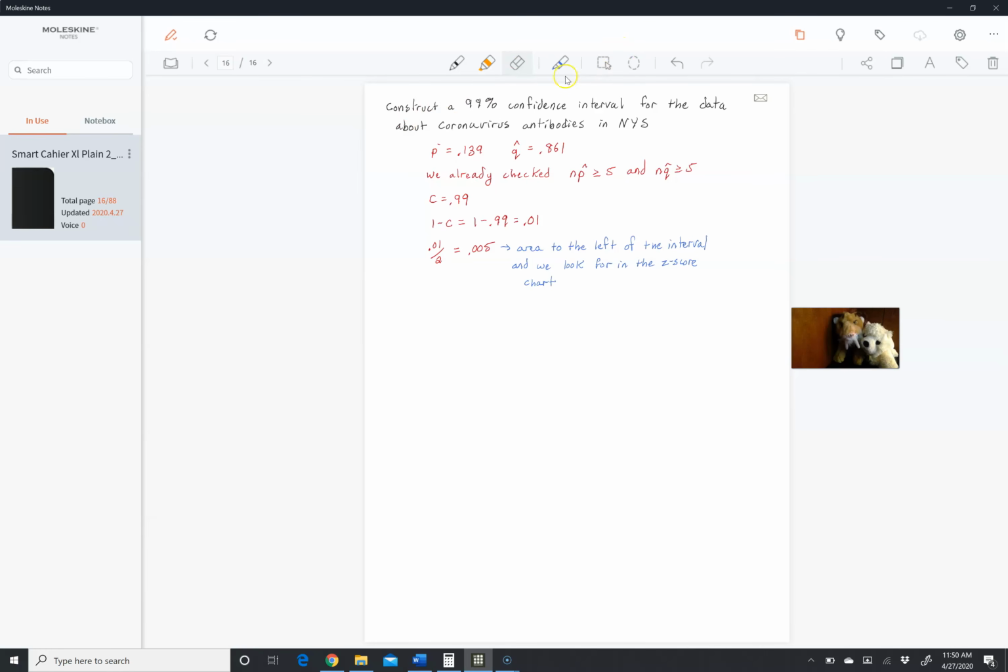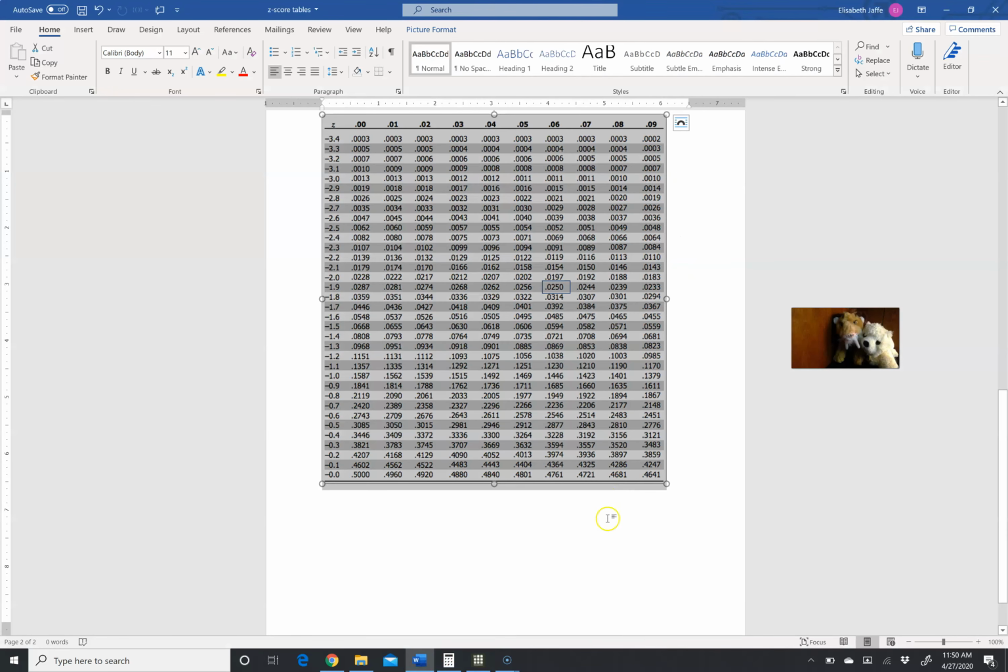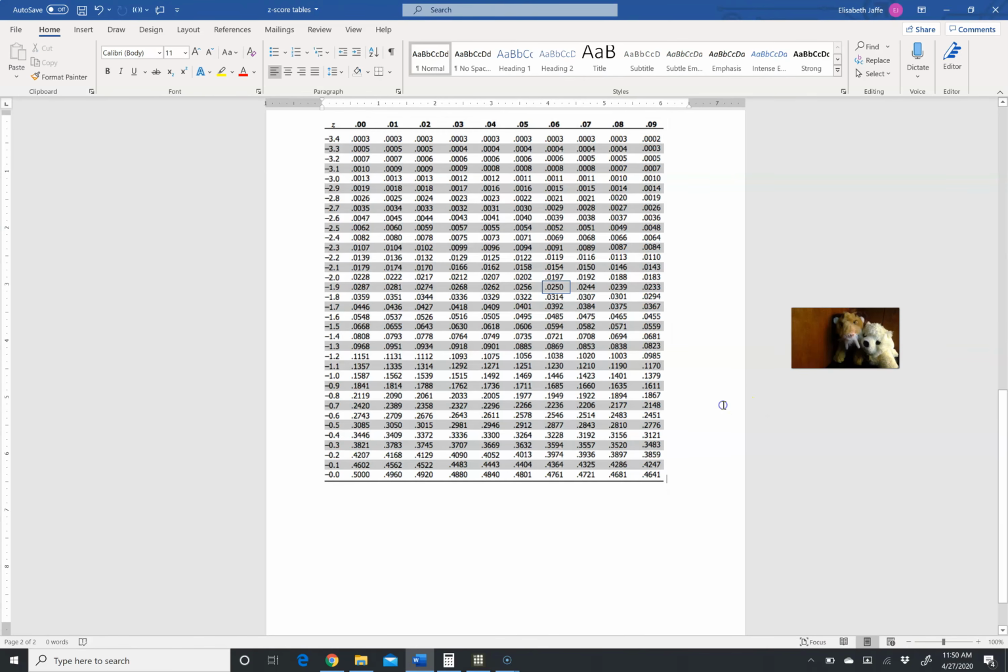Okay, so let's do that. Let's go to the z-score chart and find 0.005. So we know that we're going to be in the negative numbers, but we're going to take the positive value at the end. So 0.005, here's 0.0012. 0.005 is exactly in between negative 2.57 and negative 2.58.